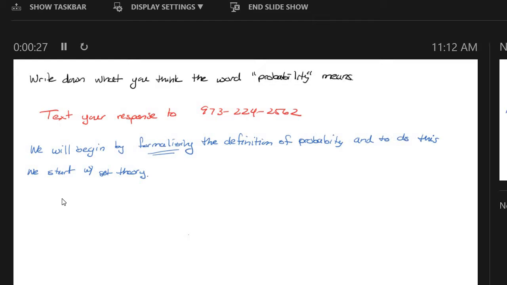So we're going to begin by formalizing this definition of probability. And to do that, you need to first start off with, I know people love this from Foundations, set theory. Some of the definitions aren't in here, but a set is a collection of objects.